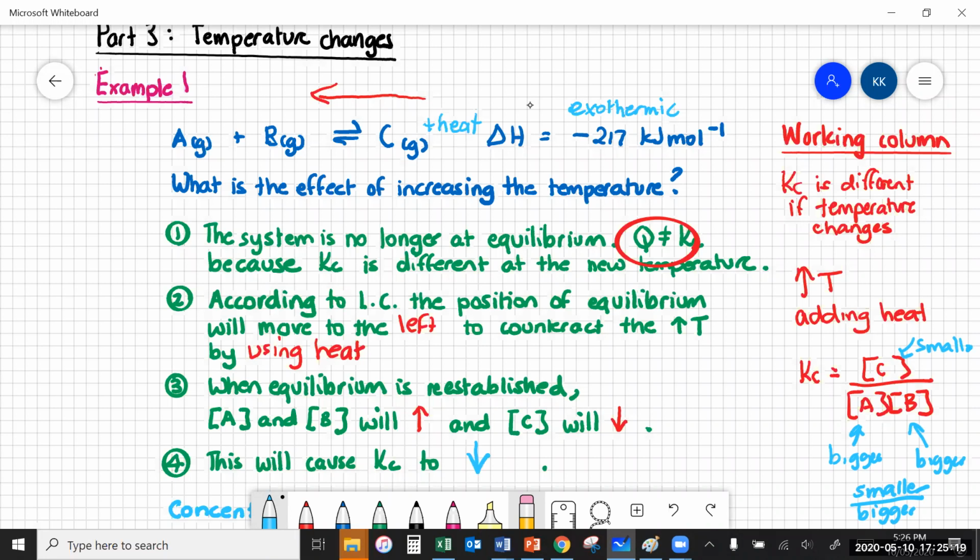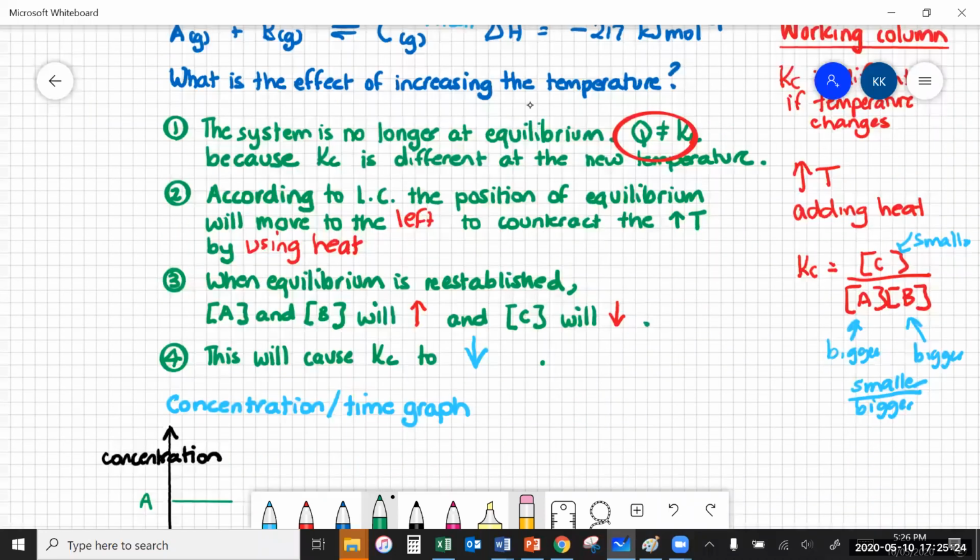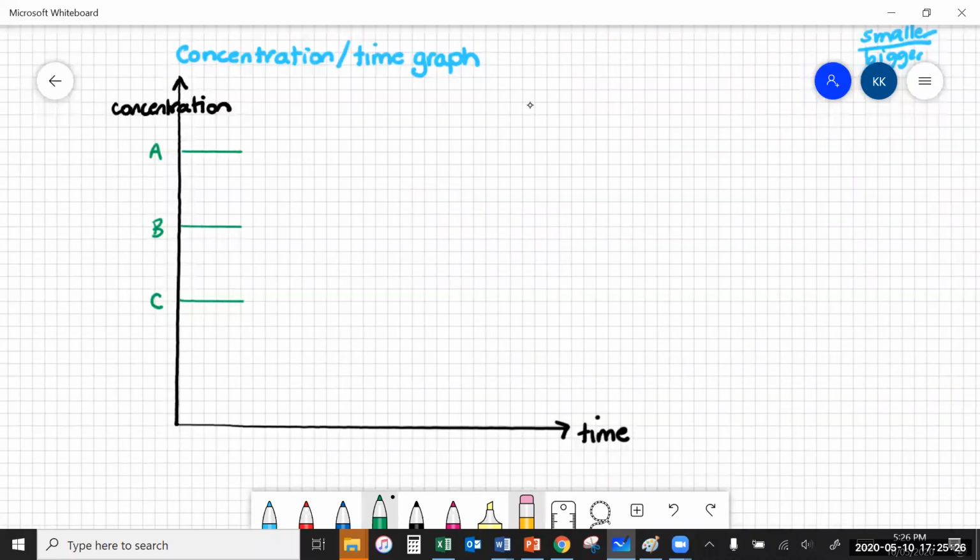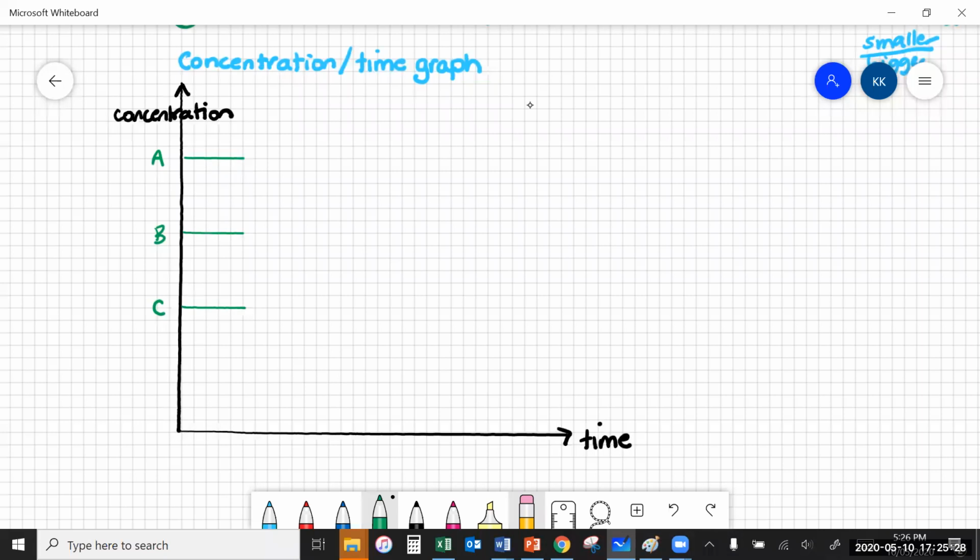Of course, we are going to show all of this on a concentration time graph. So here we see A, B, and C all at equilibrium. We know they're at equilibrium because the graph is horizontal. What happened then? We changed the temperature. What did that do immediately to their concentrations? Absolutely nothing. So there's no immediate change, no vertical part on the concentration time graph for a temperature change.